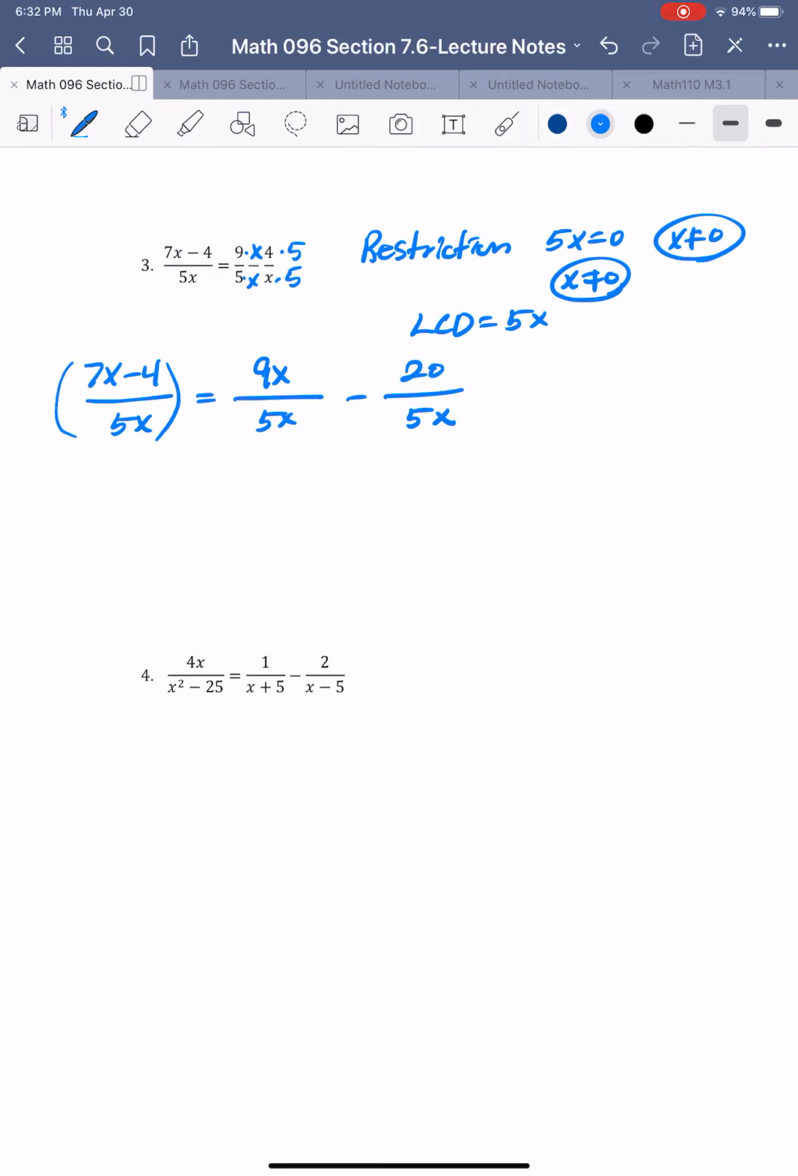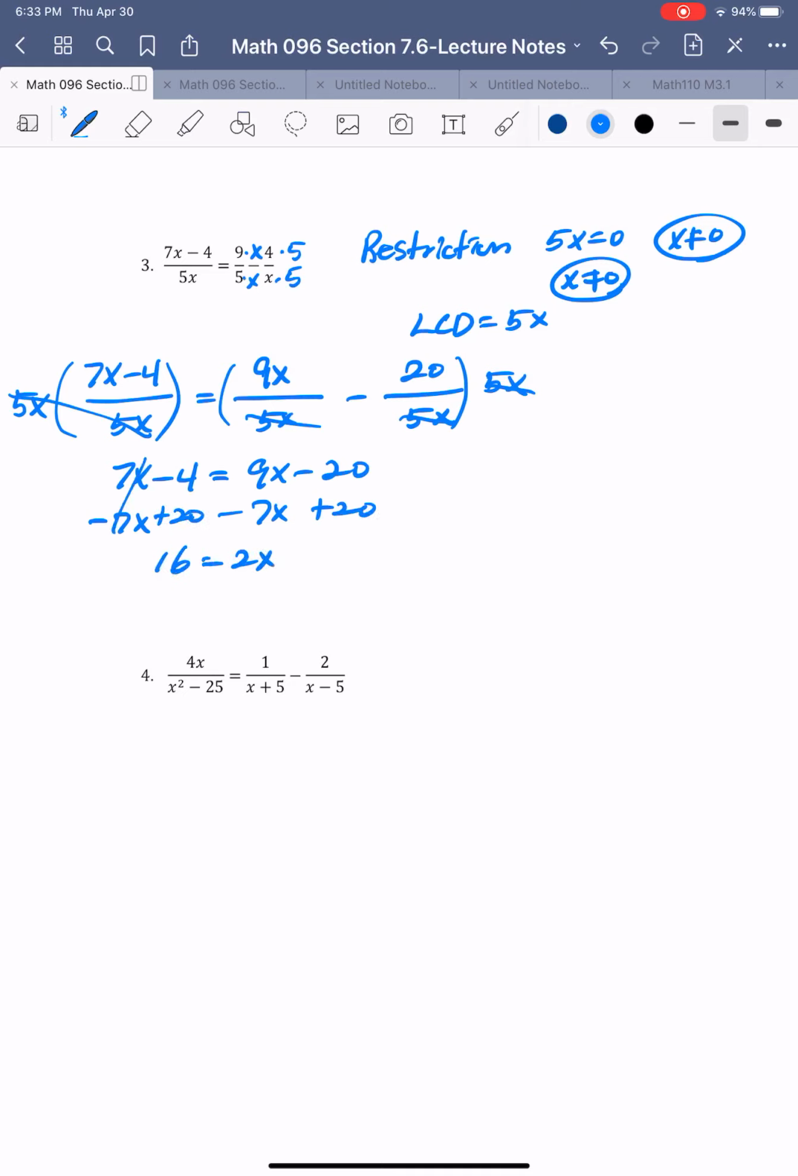And then multiply by 5x on both sides and cancel all the denominators. We got 7x minus 4 equal to 9x minus 20. And then subtract 7x from both sides and add 20 to both sides. And then it'll be 16 equal to 2x, so x equals 8. And when you plug it in, it must come out true.